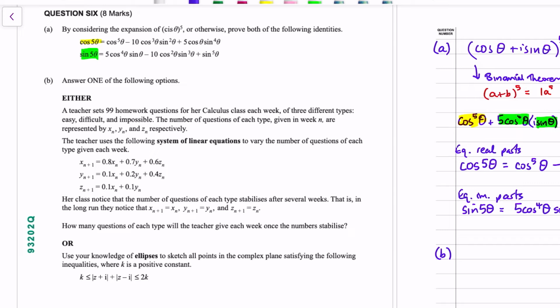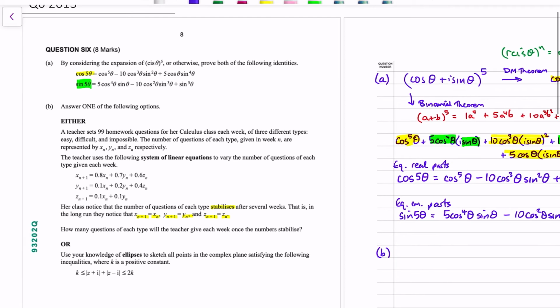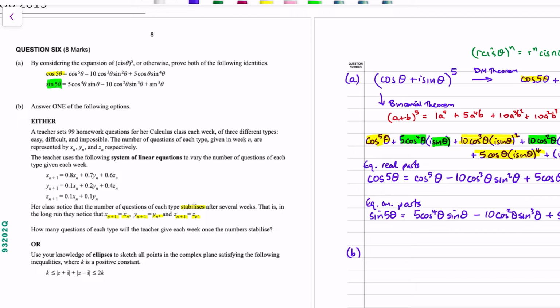Her class noticed that the number of questions of each type stabilizes after several weeks. Good on them for noticing that. That is, in the long run, they notice that the number of questions of each type is equal at n plus 1 and n. That's the whole stabilizing thing. How many questions of each type will the teacher give each week? So I'm going to assume here that you've got a graphics calculator that enables you to solve this problem. We're going to change the x to the n plus 1 to x to the n, y to the n, and z to the n, because we're looking for the stable solution.